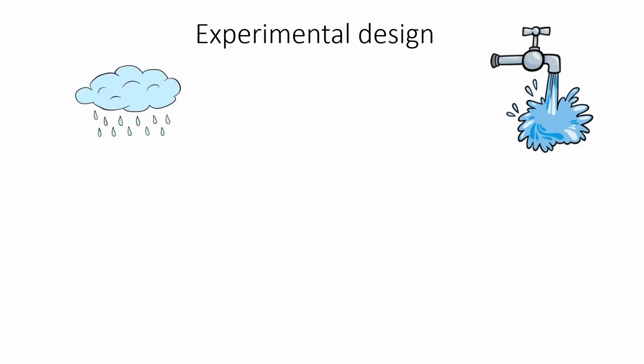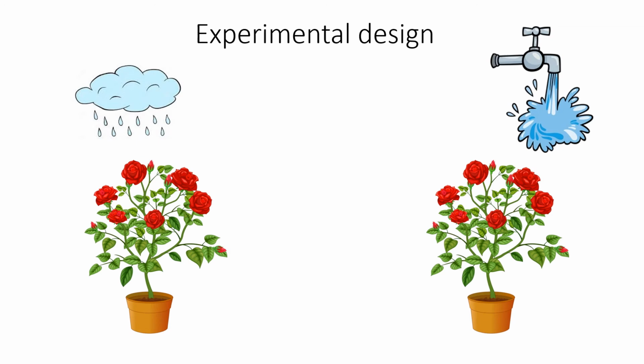Let's design a controlled experiment. Imagine you want to test the effect of type of water on rose bushes, whether they grow better in rainwater or tap water. How do you set up the experiment to test this claim?